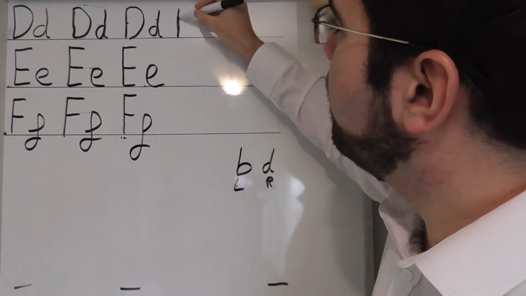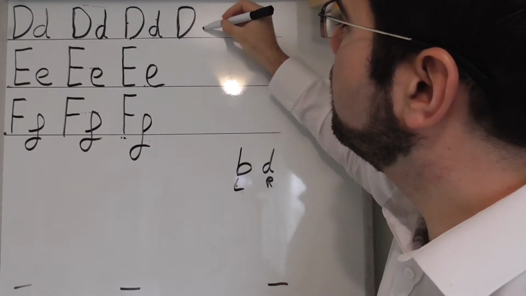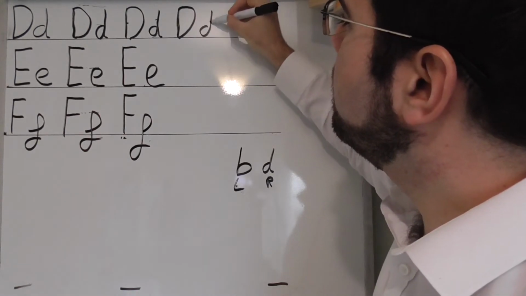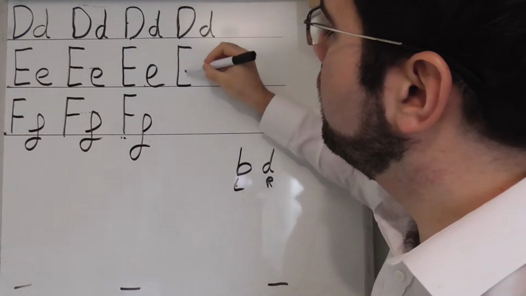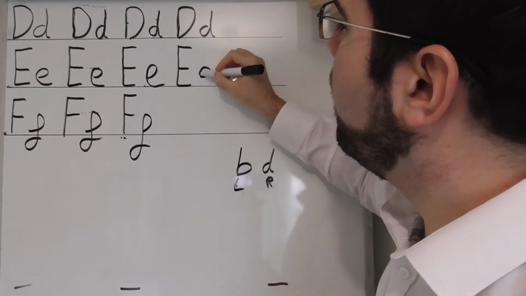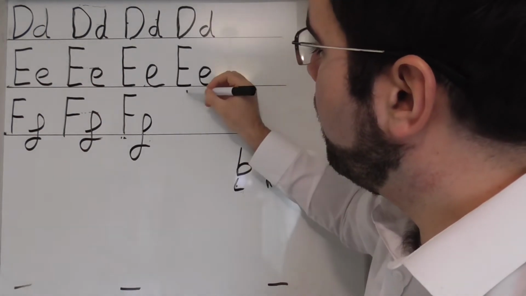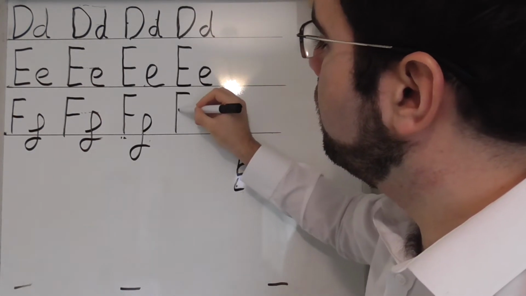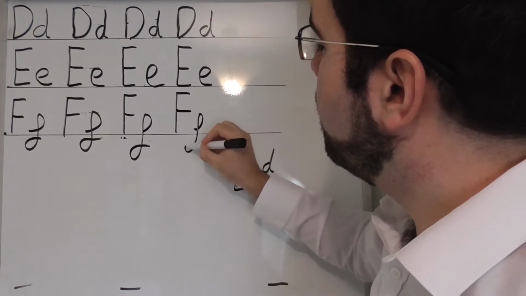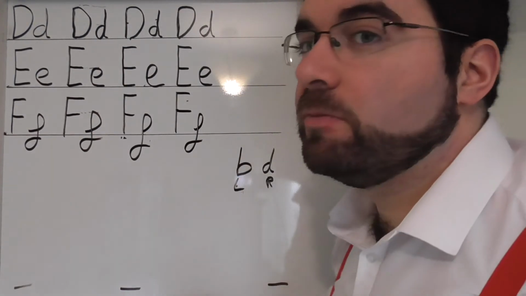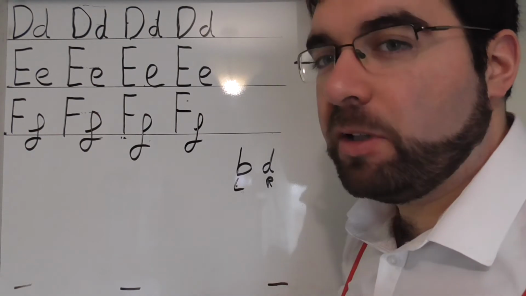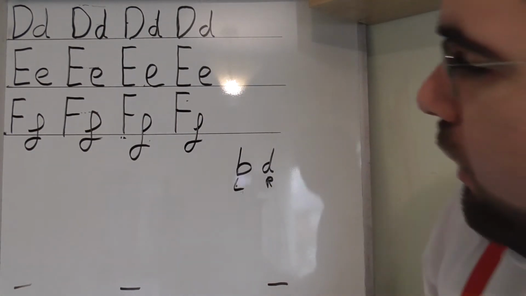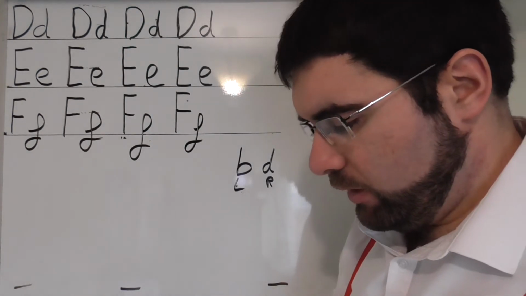D, going down and across. And D or D. Very nice. E. And E. And F. F. F, F. Very nice. Very nice. Okay. Now, let's get some words.